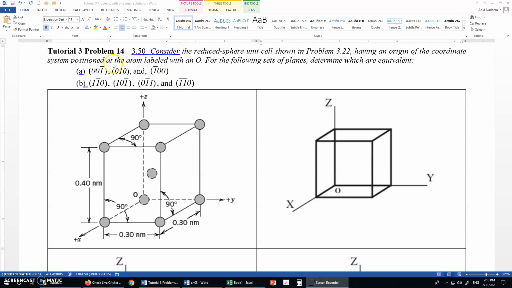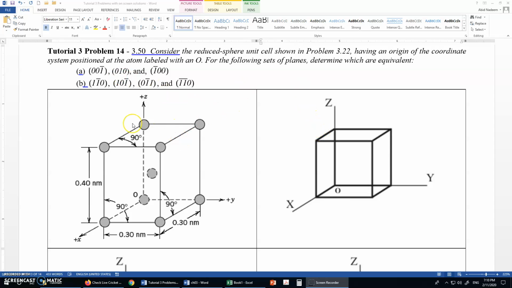Okay, problem 14. Consider the reduced sphere unit cell shown in problem 3.22 having an origin of the coordinate system positioned at the atom labeled with an O. For the following sets of planes, determine which are equivalent. Okay, so there is part A and part B. So we need to determine which planes are equivalent.